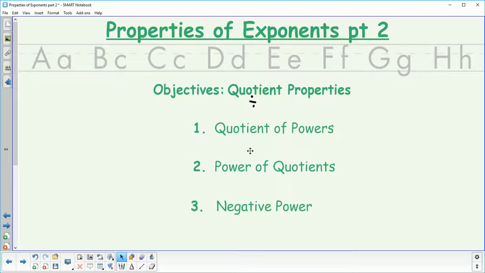So the first two are going to be quotient of powers and power of a quotient, which are very similar to the product ones. They just have to do with division instead of multiplication. And then the last one, the one that tends to give us a little bit of challenge, is what we do when we have a negative power. Okay, negative power, we're going to need to start to think about reciprocals.